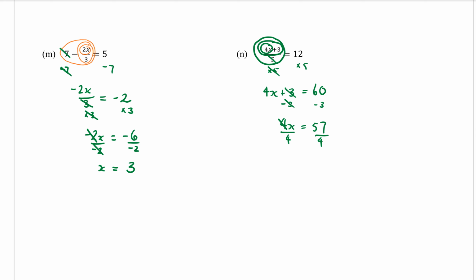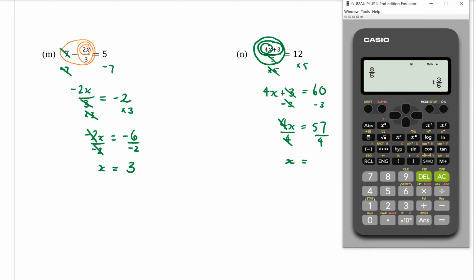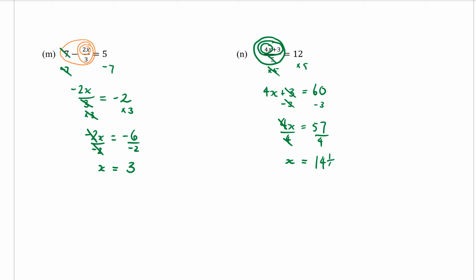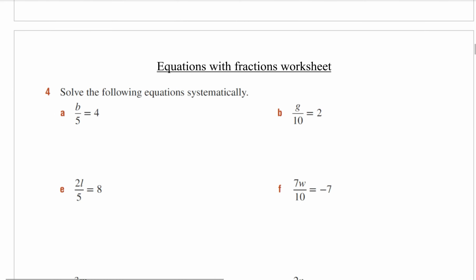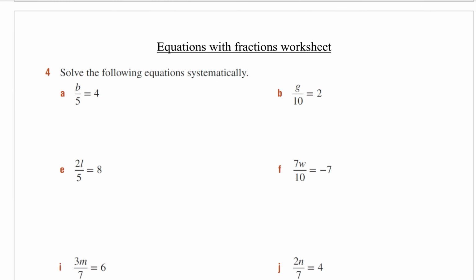This is not going to go nicely. So you're going to get your calculator out, and you're going to go 57 on the top and 4 on the bottom. Press the equal sign. And when you press Shift SD, it tells you that's 14 1/4. Okay, so that is solving equations with fractions. So here is your work on page 9. Starting with some 1 steps and getting harder.